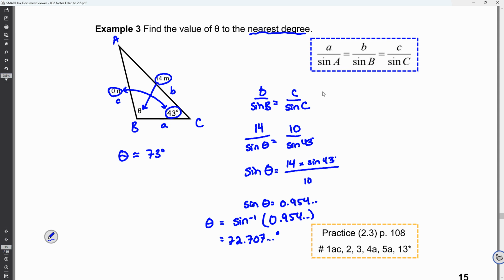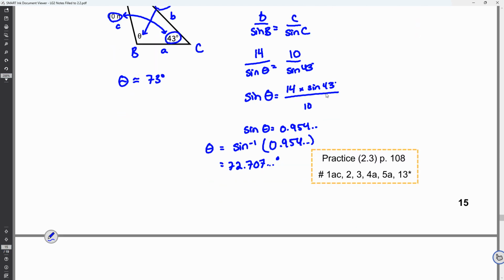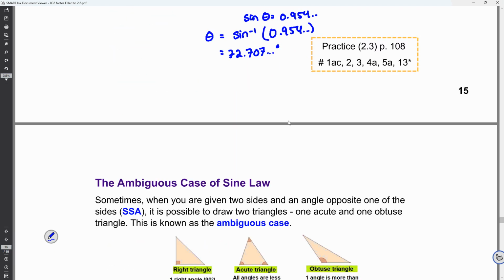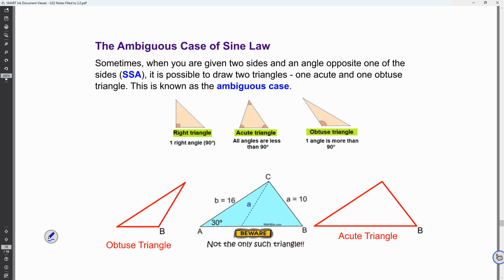Whenever you have an unknown angle, note it's going to take two steps. You're going to cross multiply, divide, and do all your work to solve for it, and then you have to use the inverse sine in order to get the angle. All right, now we get into something called the ambiguous case of sine law.